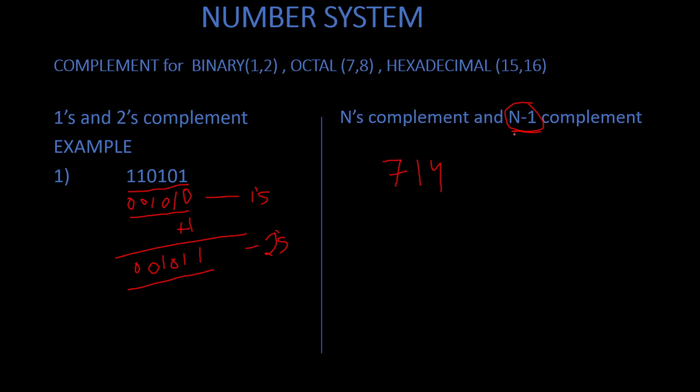Then for n minus 1, which is the 7's complement, we have to take the max value of the base, which will be 7, 7, and 7. So subtract now. 7 minus 4 is 3, 7 minus 1 is 6, 7 minus 7 is 0. So 063 will be the answer for 7's complement. Now add 1. This will become the 8's complement: 6 and 4.